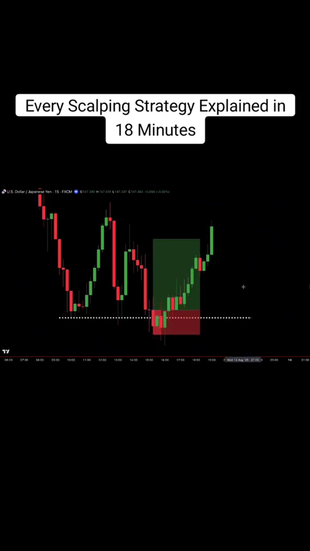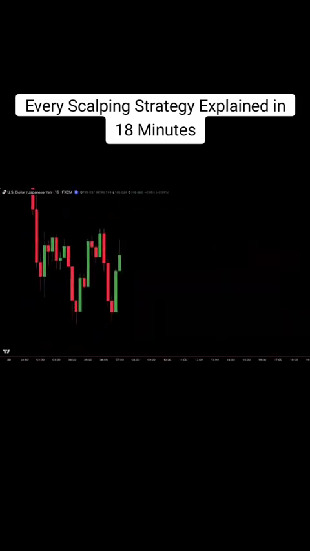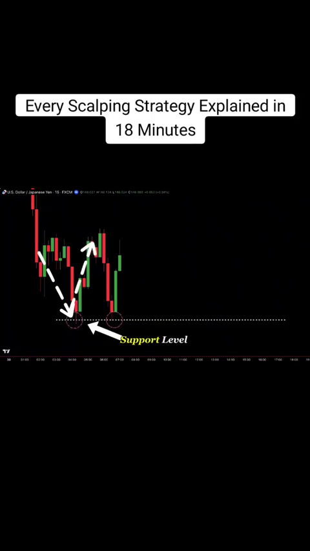Institutions do this on purpose. They hunt stop-loss orders, collect liquidity, and then push the market in the direction they really want. Now let me show you, in 30 seconds, how to trade the stop-loss hunt strategy. You identify a key support level. Price hits the level and reverses. It pulls back, comes back again, and reverses again, so the level is clearly respected.